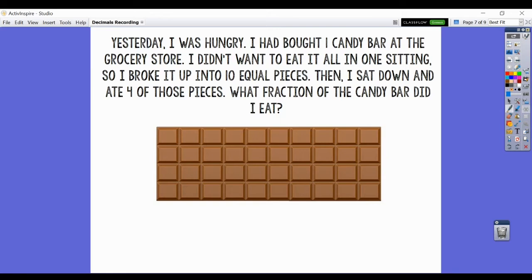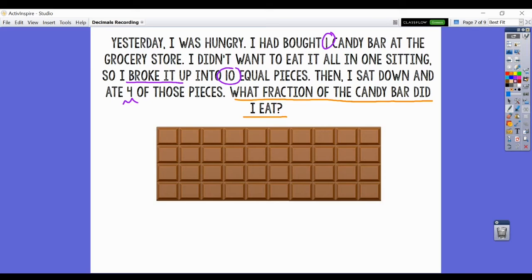Let's say, for instance, yesterday I was really hungry. I had bought 1 candy bar at the grocery store. Because I don't go to the grocery store often, I didn't want to eat it all in one sitting, so I broke it up into 10 equal pieces. Then I sat down and ate 4 of those pieces. What fraction of the candy bar did I eat?